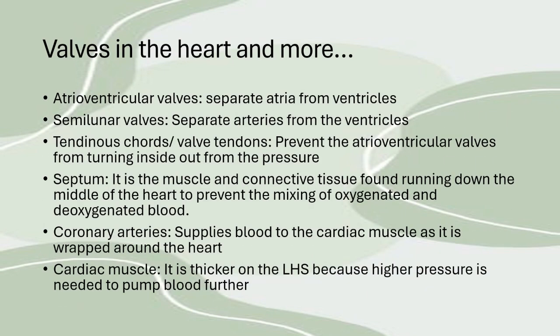So now we're looking into the walls of the heart. The atrioventricular valves separate the atria from the ventricles. The semilunar valves separate the arteries from the ventricles. This is extra information for you, but it's good to know anyway. Tendinous cords, or valve tendons, prevent the atrioventricular valves from turning inside out from the pressure. This might come up as a 1 or 2 marker.